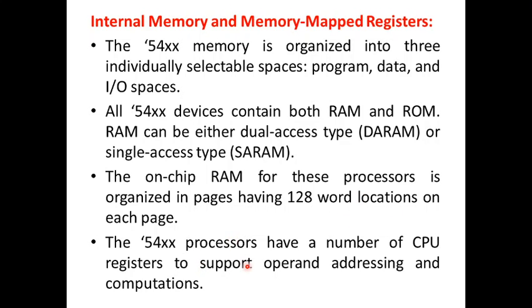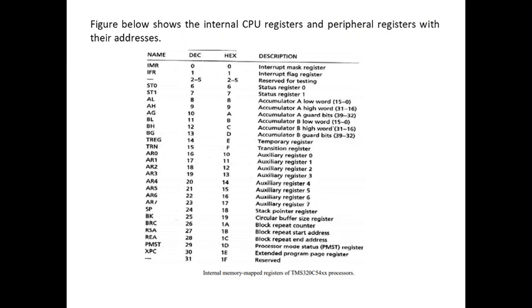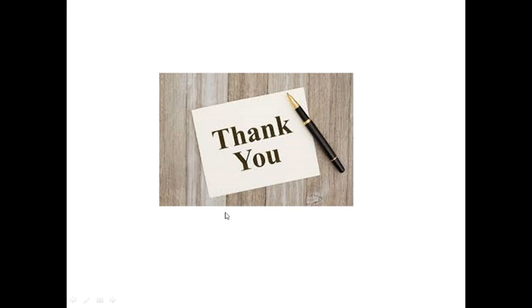The 54x processor has a number of CPU registers. So we have many CPU registers to perform operand addressing and computation. A list of these internal CPU registers with the peripheral registers and their corresponding addresses is given over here. To highlight a few, ST0 is status register 0 and ST1 is status register 1. And we can also see a stack pointer register, whose memory location is 18. Thank you.